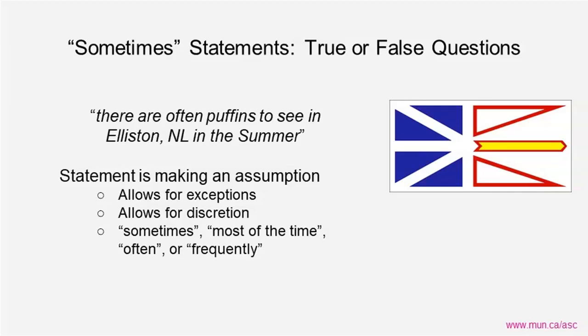We do know we're likely to see them, and we do know that Elliston's a great spot and summer's a great time. However, the statement allows that there are limited exceptions, such as seeing no puffins on a particular day in the summer, or that you could see a puffin in autumn or spring. For these reasons, the statement would be accurate, as the overarching assumption is overall correct and allows for those limited caveats. So we would mark this statement as true on an exam.